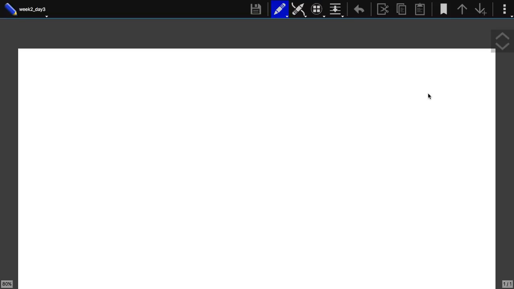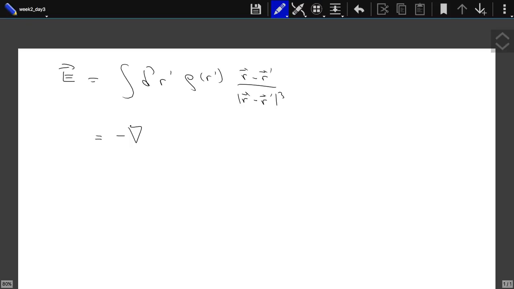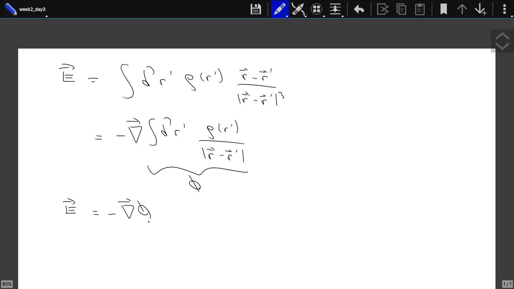We defined the electric field. We first showed that, using the superposition principle for an arbitrary charge distribution, we can always write the electric field in this form: the integral of d cubed r prime, rho of r prime, times r minus r prime divided by the magnitude of r minus r prime cubed. This is nothing but minus the gradient of the integral of d cubed r prime, rho of r prime divided by the magnitude of r minus r prime. We identify this factor as our electrostatic potential. So we can always write the electric field as minus the gradient of some scalar function.